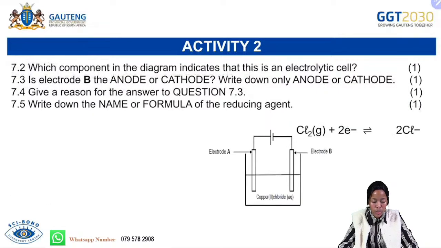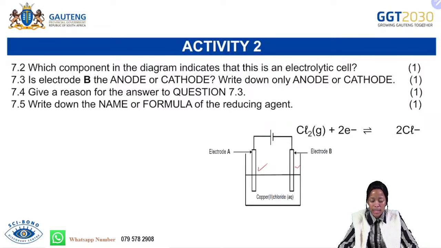Next, 7.2, it says which component in the diagram indicates that this is an electrolytic cell, okay? Firstly, you must be able to differentiate between a galvanic cell and an electrolytic cell. A galvanic cell is when the 2 electrodes are in 2 different half cells, or in 2 different beakers. But an electrolytic cell is when the 2 electrodes are immersed in 1 beaker.